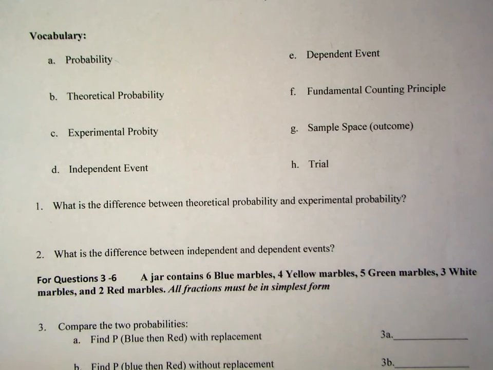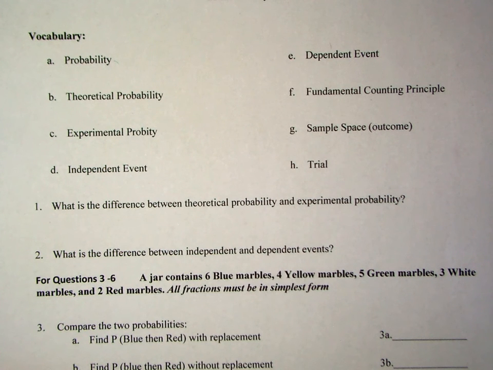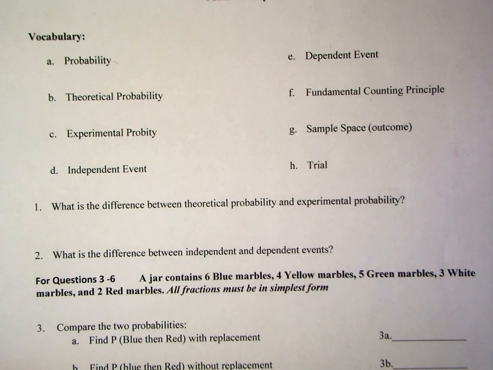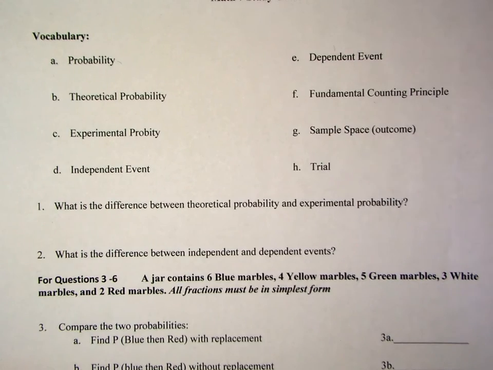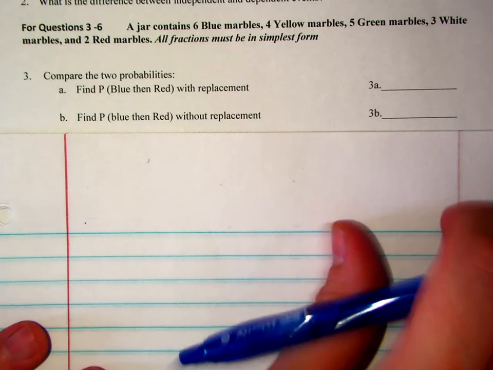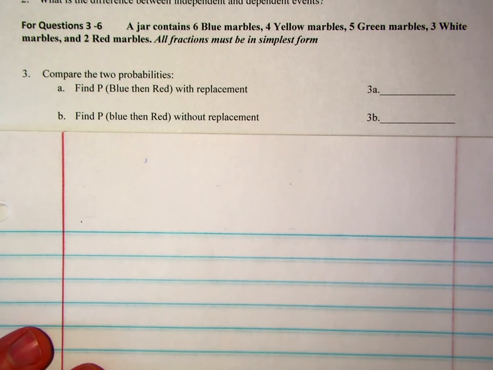D and E are independent events and dependent events. An independent event is an event in which your sample space does not change. A dependent event is an event in which your sample space does change. And we will be doing multiple examples of each within the study guide. So let's start now into question number 3.